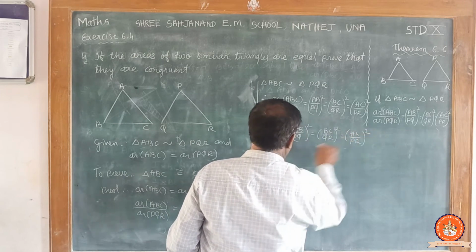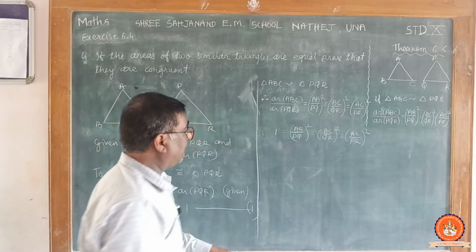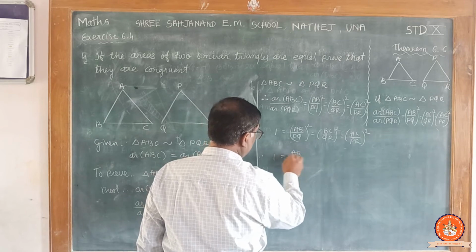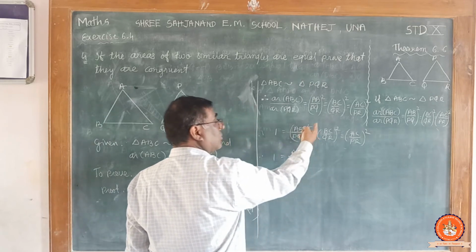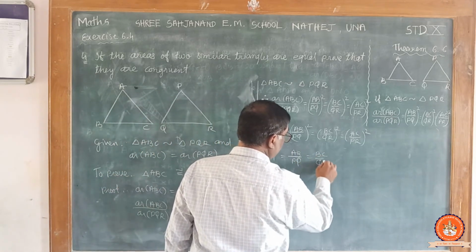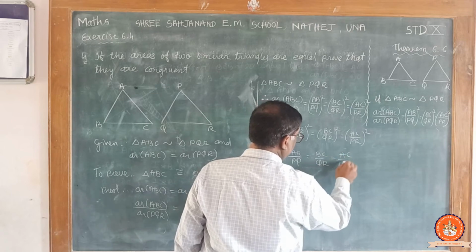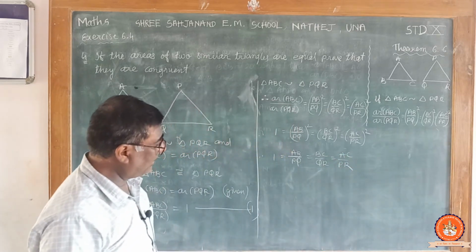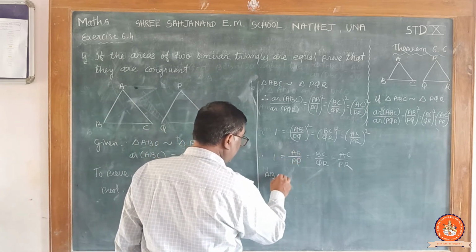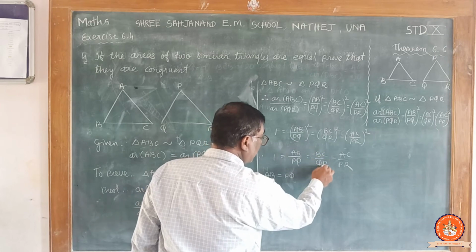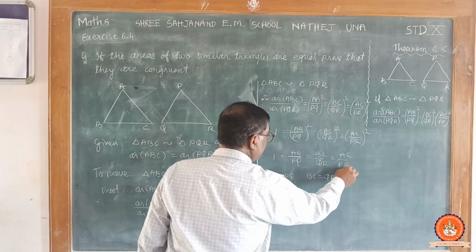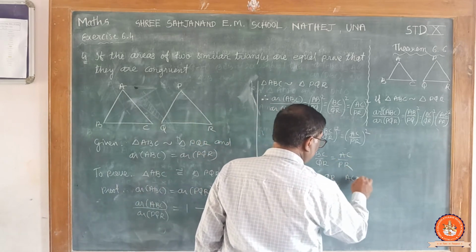Now taking square root of both sides, the square root of 1 is 1, equal to AB upon PQ, equal to BC upon QR, equal to AC upon PR. Okay, and it ends up that AB upon PQ is equal to 1. Therefore, AB is equal to PQ. BC upon QR is equal to 1, that means that BC is equal to QR, and AC upon PR is equal to 1, it means that AC is equal to PR.